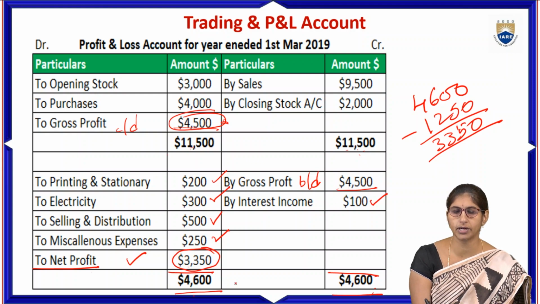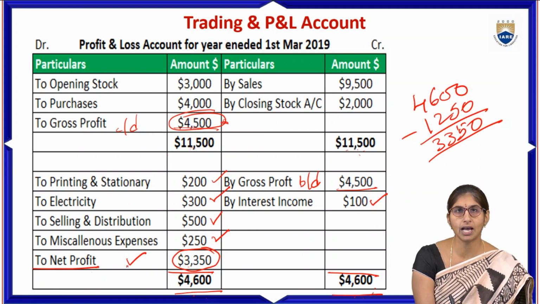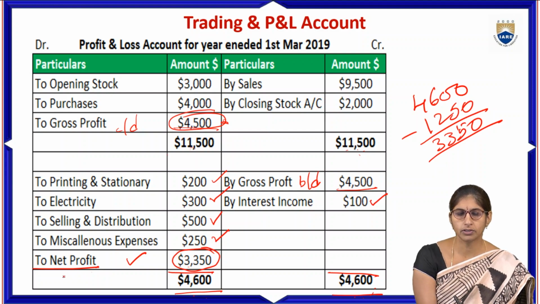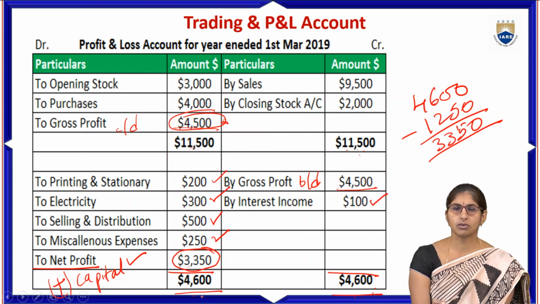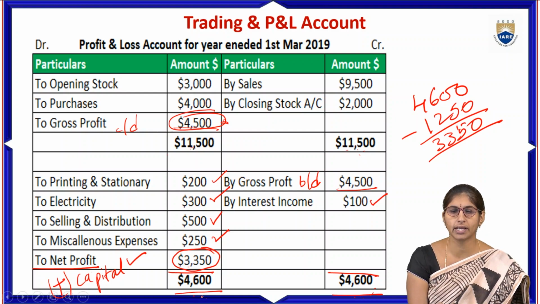Now the total of the debit side is 4,600 and the total of the credit side is also 4,600. This gross profit, we have earned by preparing the P&L account. So this gross profit has to be added to the capital in the balance sheet. So this is how we have to create a profit and loss account.